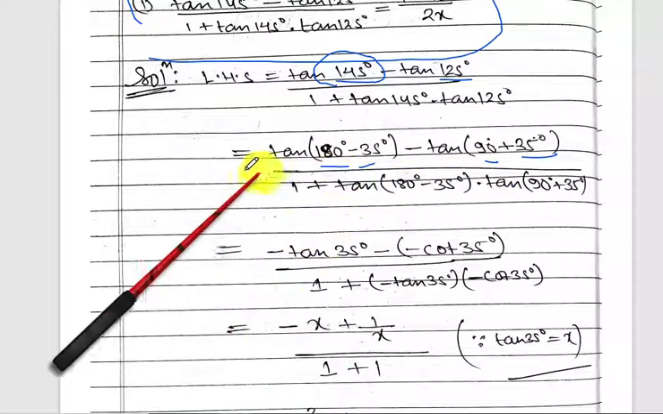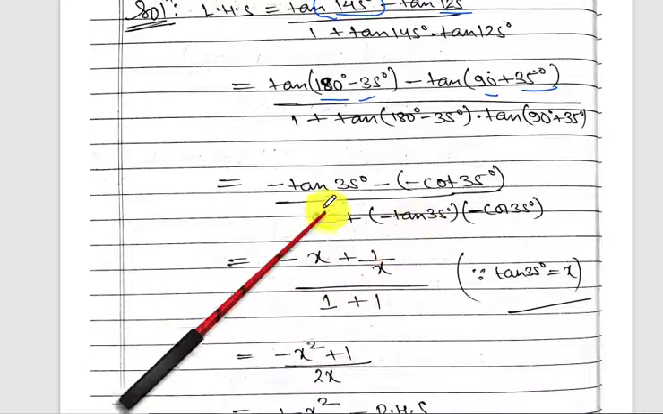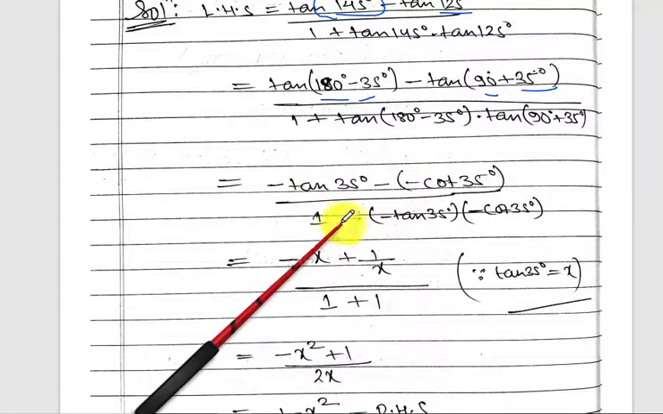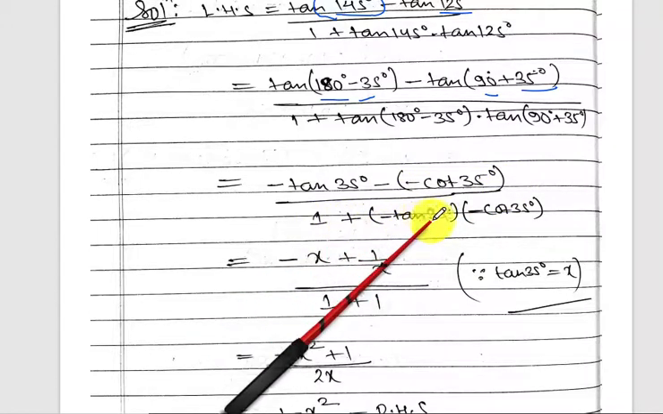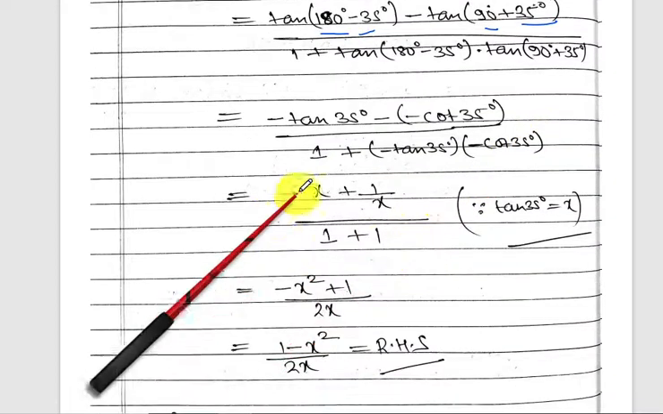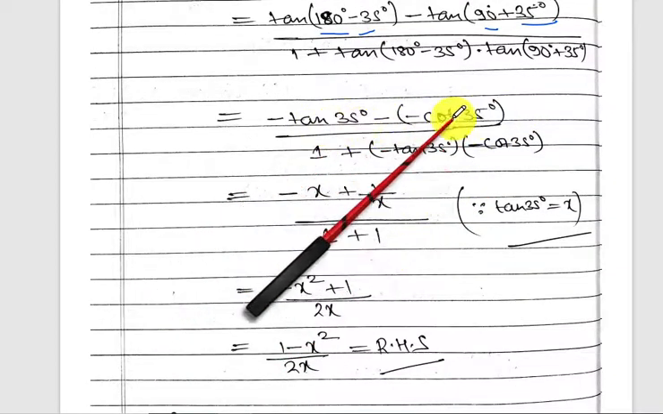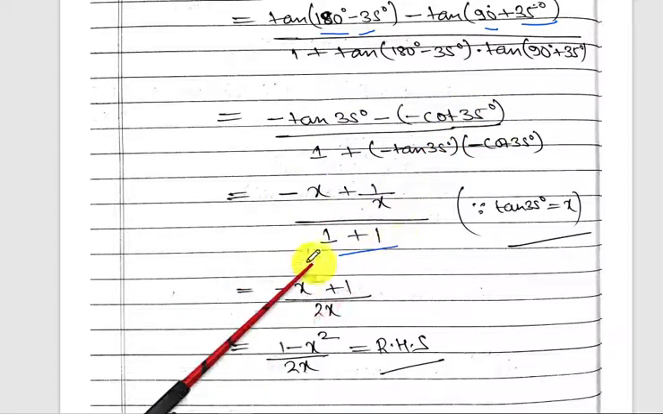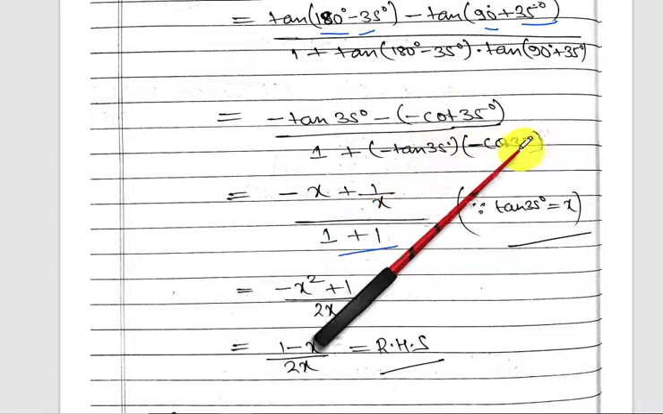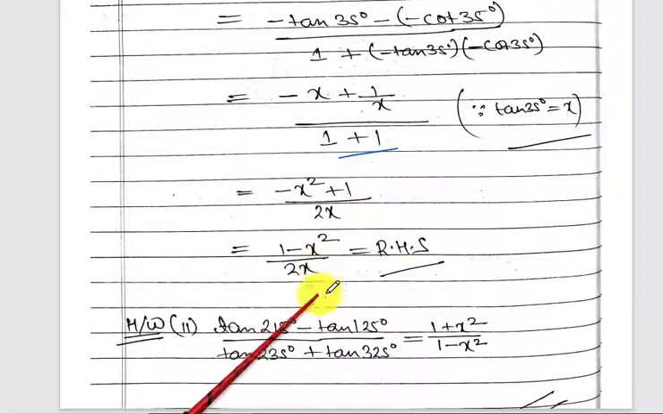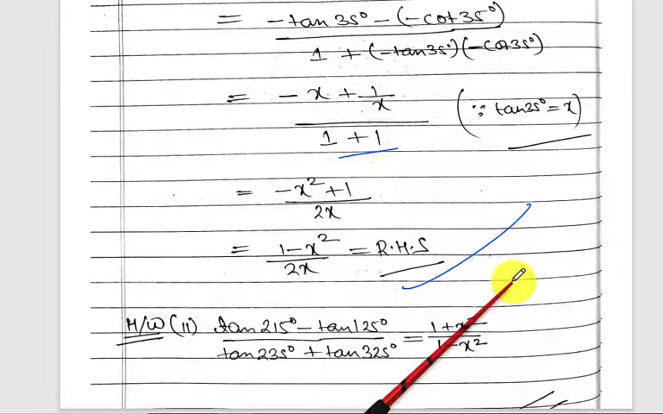You simplify, so you'll get minus tan 35 minus, in bracket, minus cot 35. Down you get 1 plus minus tan 35 into minus cot 35 degree. You know the value of tan 35, so you know the value of cot 35 also. So minus x plus 1 upon x, and here you get this tan 35 and this cot 35 cancels, and minus minus plus, so we get this. Simplify, you get this right hand side. Okay. Please do this. This is your homework. Okay. So this is all, and this is how your chapter 5 also gets over.